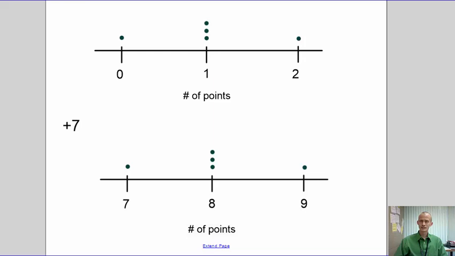Our median went from being 1 to being 8. Our mean went from being 1 to being 8. Our range was 2, so 2 minus 0, and it's still 2: 9 minus 7 gives us our range value of 2. So that center moved by that constant value. We added 7, so our center moved up by 7. Our range, that measure of spread, stayed the exact same, and so too did the shape of our distribution. It still maintains that approximately symmetric shape, or in this case, it is symmetric.